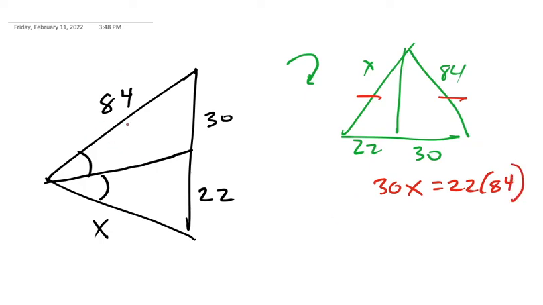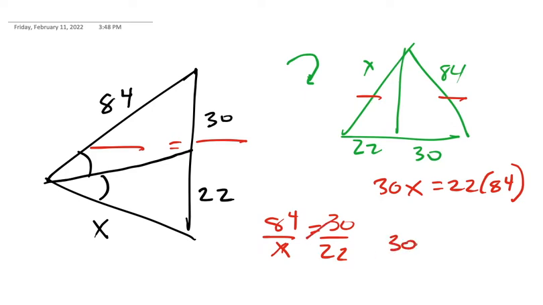However, we also learned that you can go up, down, up, down. 84 over x equals 30 over 22. It will still work. And when we cross multiply, again, the 30 ends up with the x. So it ends up with the same answer. I'm not continuing to solve it, just seeing if you can set it up correctly. We're assuming you can get x alone.